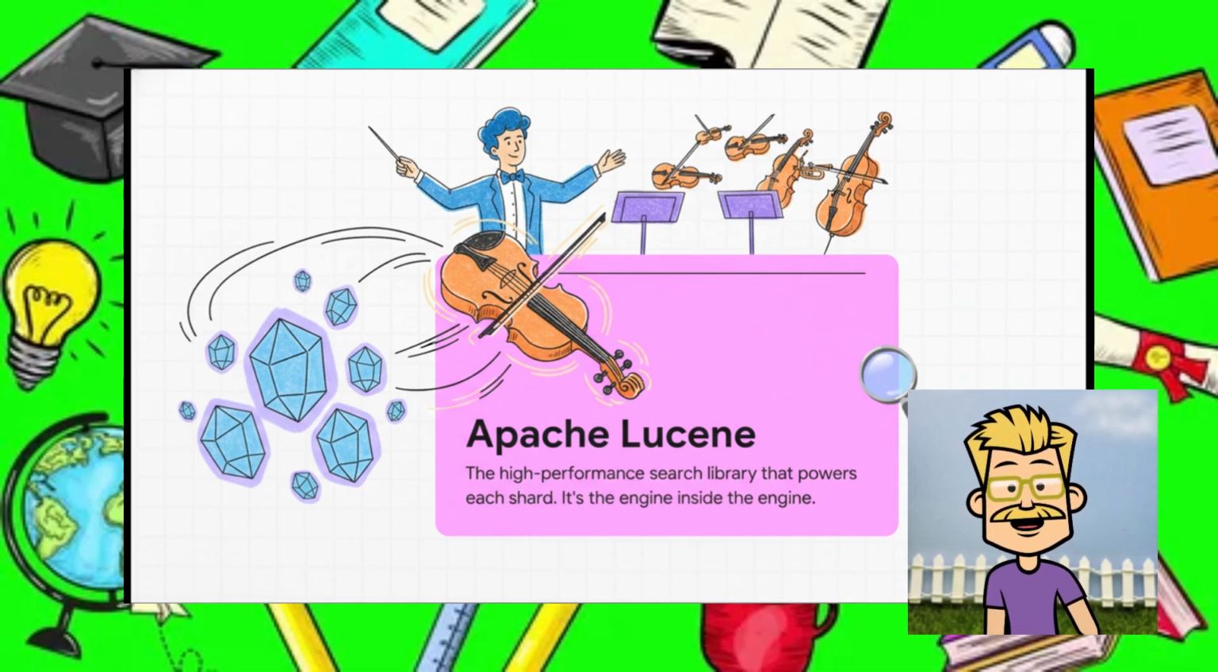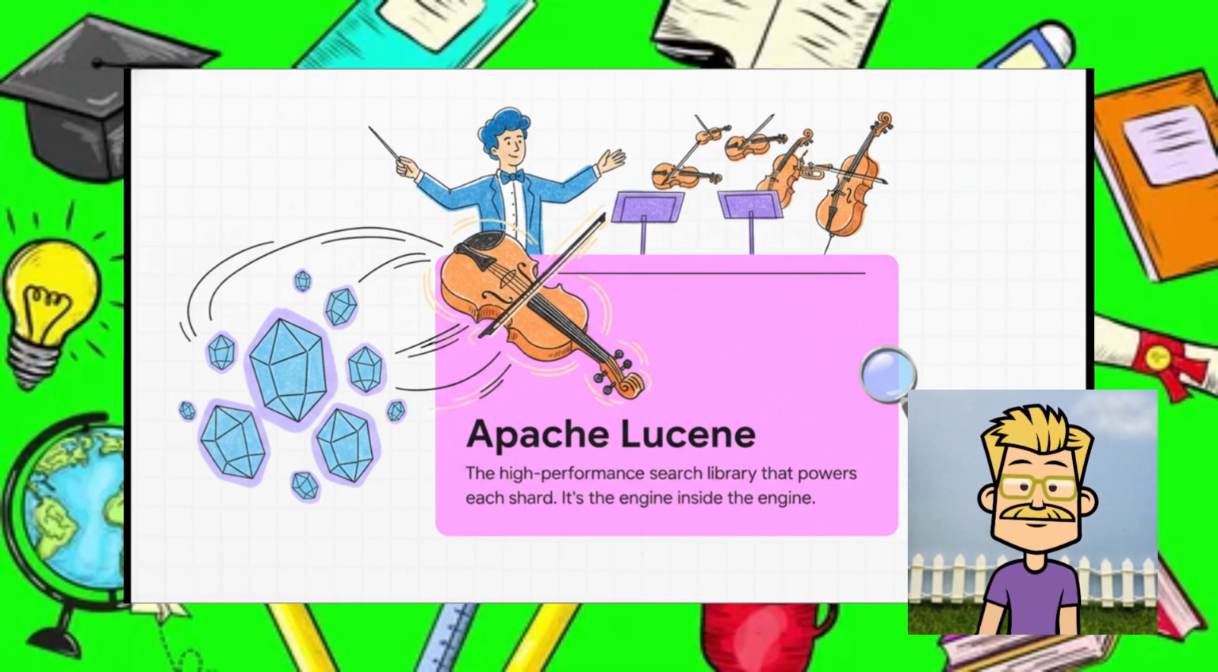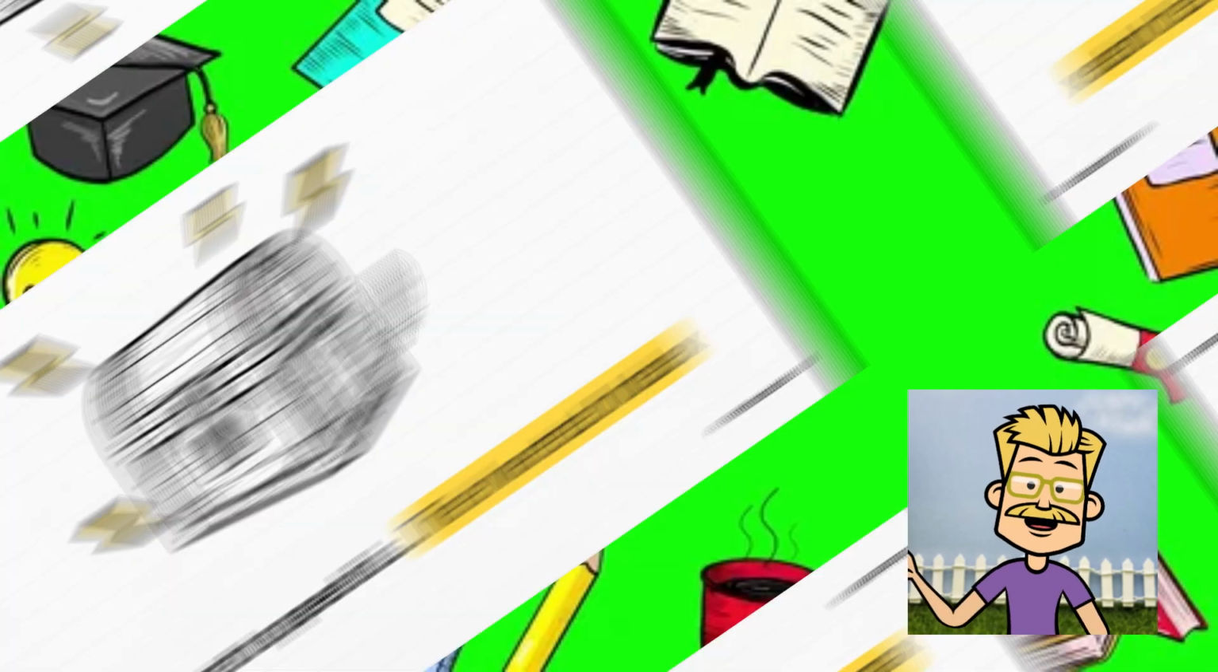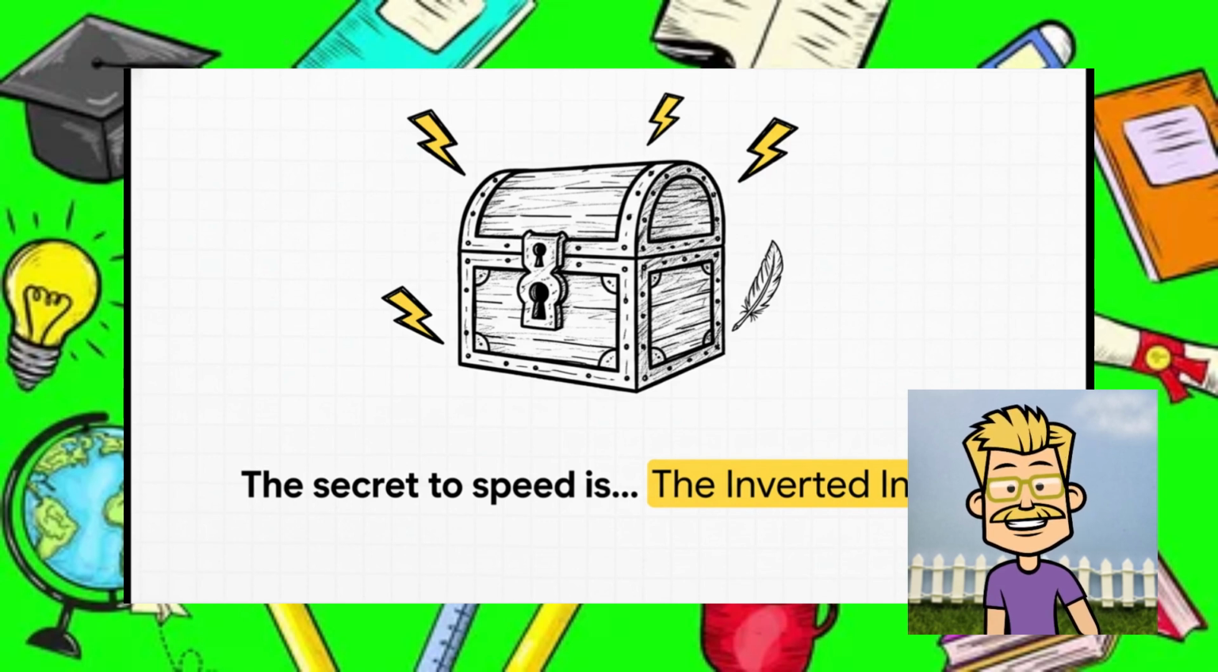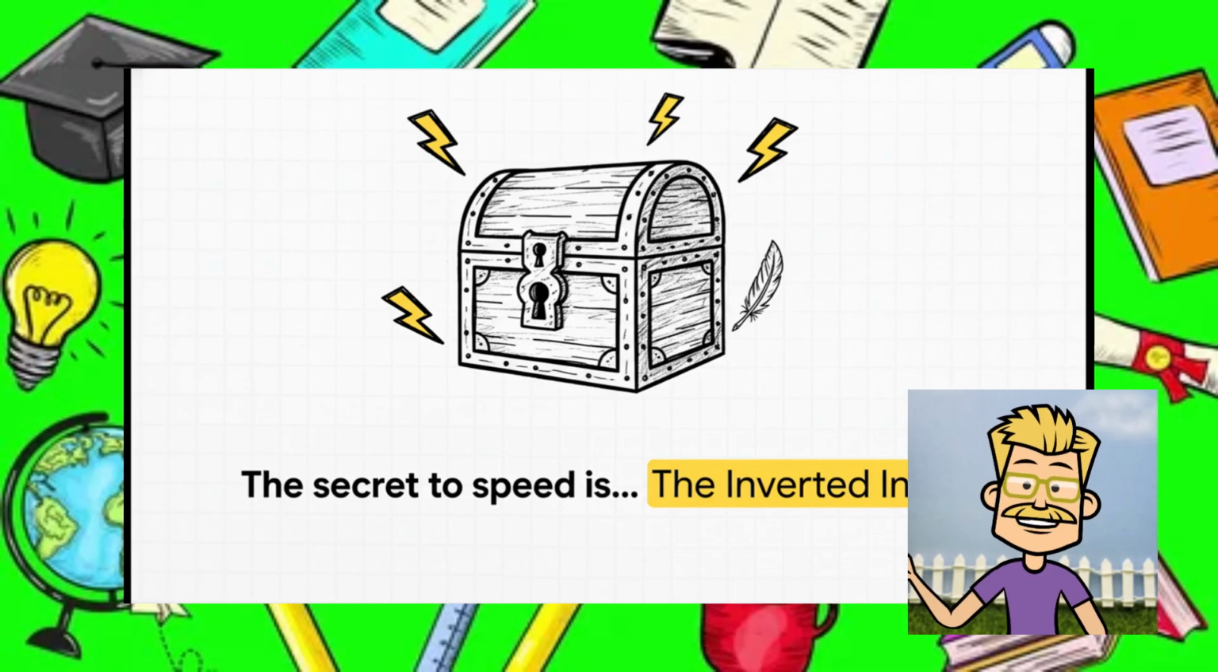Here's a good way to think about it. Elasticsearch is like the brilliant conductor of a huge orchestra. It manages everything, tells everyone what to do. But Lucene? Lucene is the virtuoso musician, the star player in every section, the one who's actually playing the notes and doing the real heavy lifting of the search. So what's Lucene's secret weapon? How does it find stuff so ridiculously fast? Well, the answer lies in this brilliantly simple, yet incredibly powerful, data structure called the inverted index.